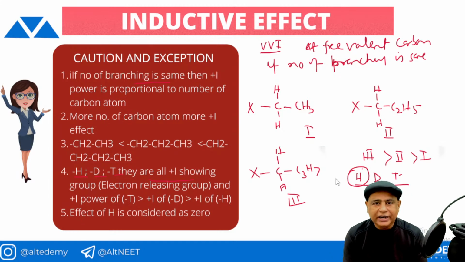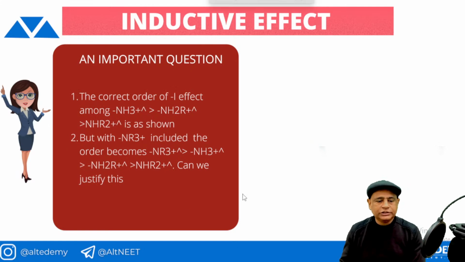The extent of inductive effect is always compared by taking hydrogen as a reference. So obviously, if we are taking hydrogen as a reference, then the effect of hydrogen is considered as zero. Now, if we compare H, D and T, you should know that the plus I power of tritium is greater than deuterium, which is greater than hydrogen. Hydrogen we take as zero. These are some very important points. Take a note of all of these, you will be using them when we solve questions. Let us talk about one very, very important question.